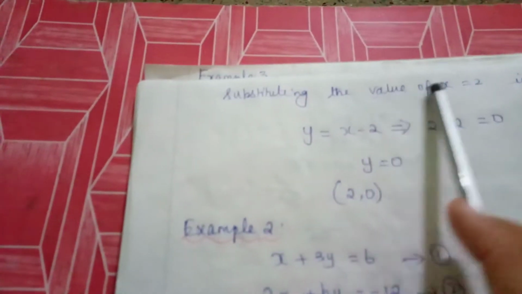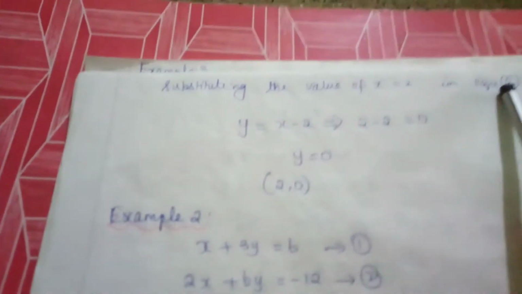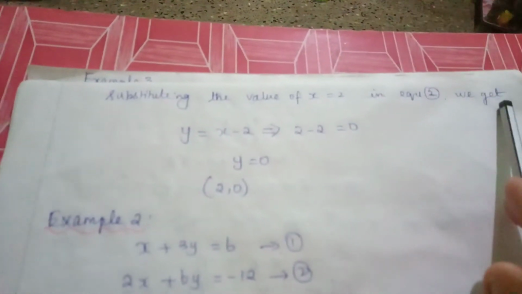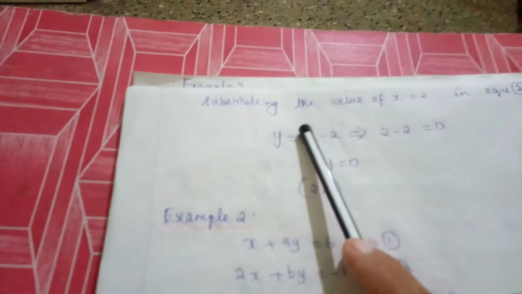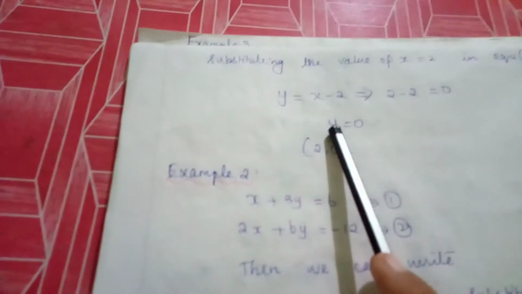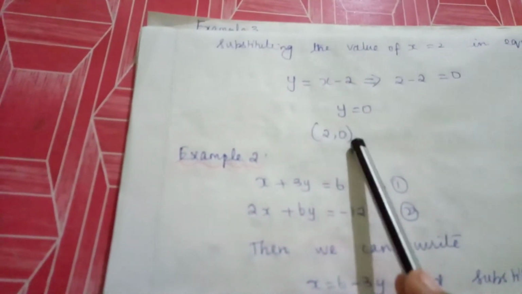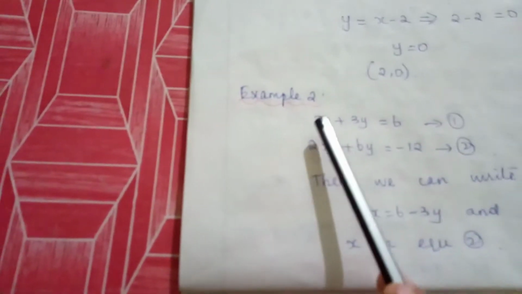Substituting x equals 2 in equation 2, y equals x minus 2, we get 2 minus 2, which is 0. So y equals 0, and the solution is (2, 0). Then example 2, where two equations are solved.